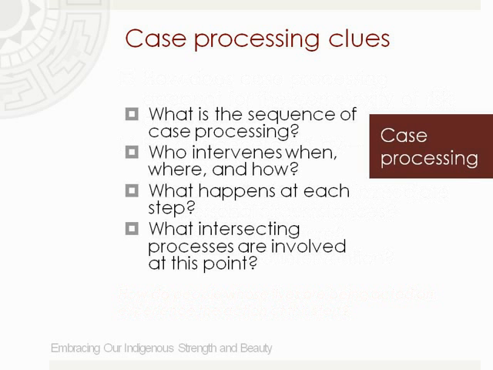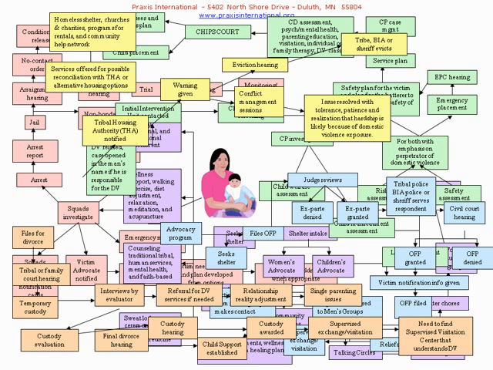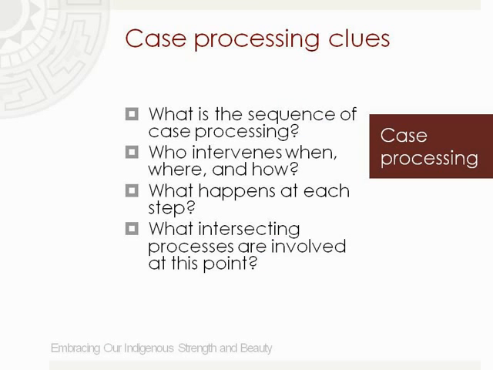Some more clues also are to think about the sequencing of case processing, and what I mentioned before about when the intervention happens, where it happens, how it happens, each step taking into account what happens, and the intersecting processes that are involved. And the intersecting processes, I think, are really critical because as we go back to looking at what's happening in this woman's life, where there was a domestic violence incident and the systems all activated around her, we can see that it's really critical that we look at how the systems are intersecting so that we can do it in a way that minimizes the negative impact.